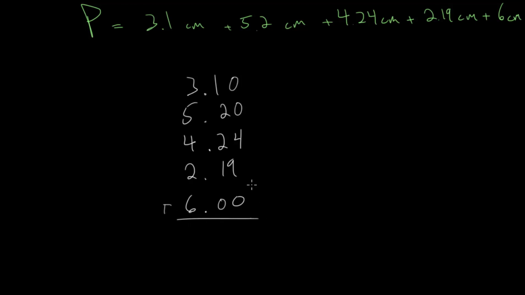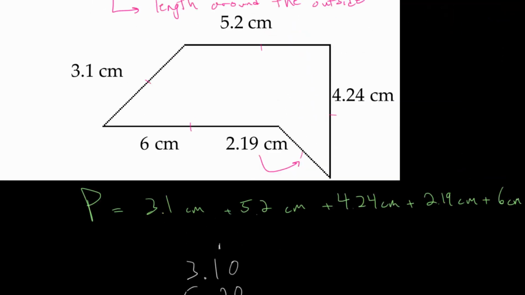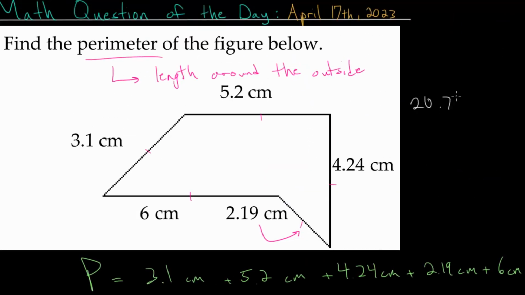Now we just add down the columns. We have 4 plus 9, that is 13. We carry the 1 over. Here we have 2, then 4, 6, 7. The decimal just comes straight down. We have no remainder. Then we have 8 plus 4 is 12, plus 2 is 14, plus 6 is 20. So the total perimeter of our figure is 20.73 centimeters. So this tells us the total length around this figure.